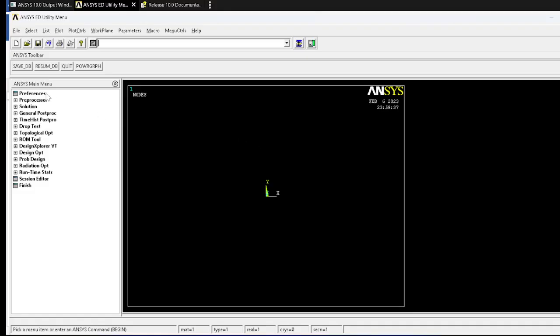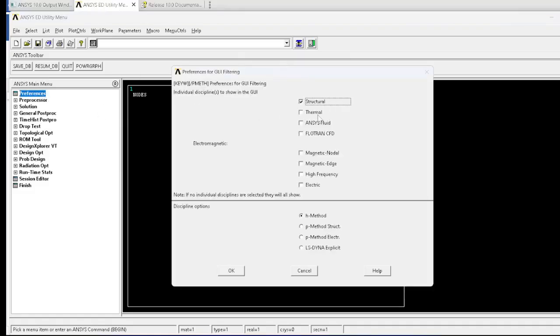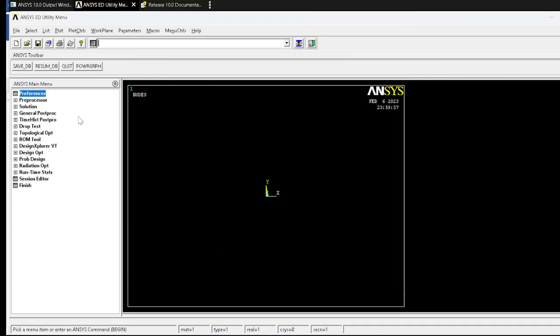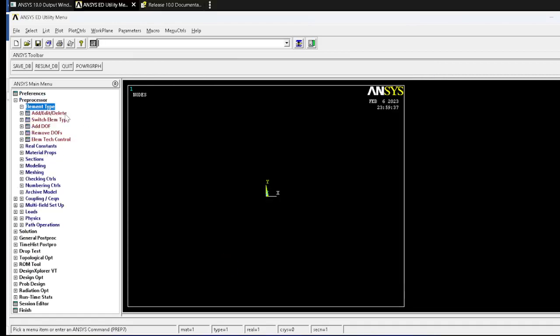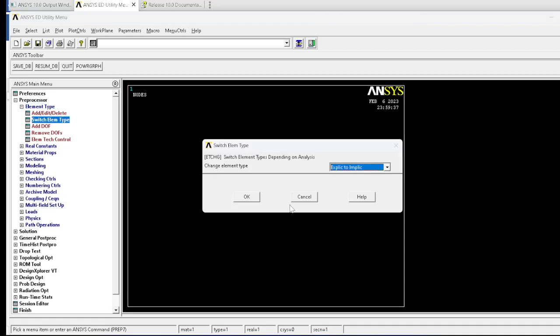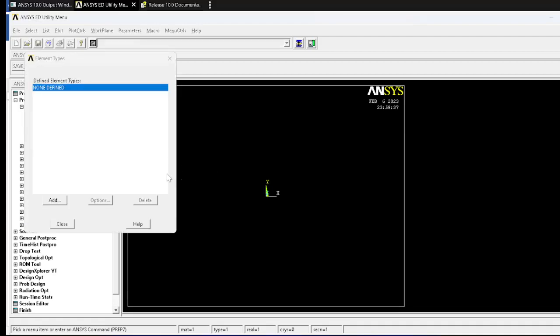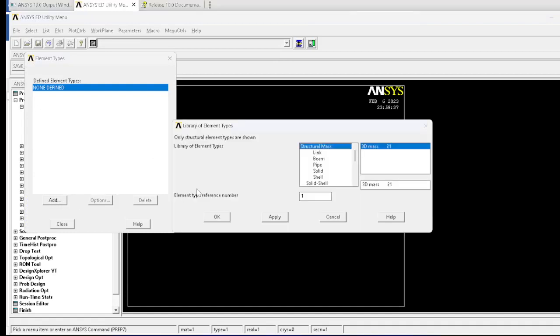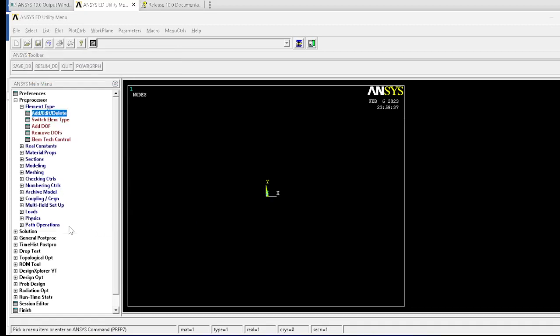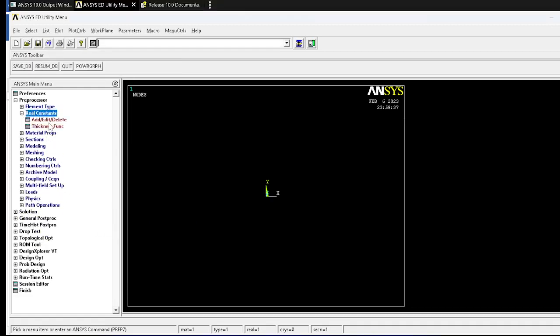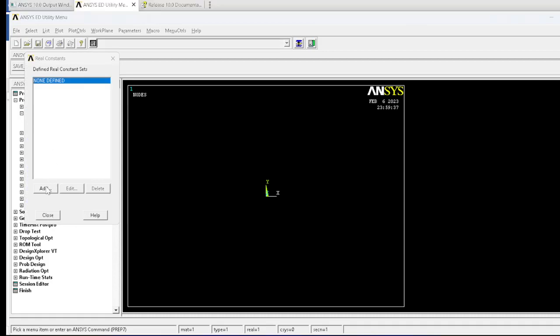Now let me go to Preferences, Structural, okay, then Preprocessor, Element Type, Add. Now this is one more very important step. Till now we have been selecting link for bars and trusses. Now for this we have to select beam, that is 2D elastic 3. Press OK. With respect to this we are going to assign the real constants.